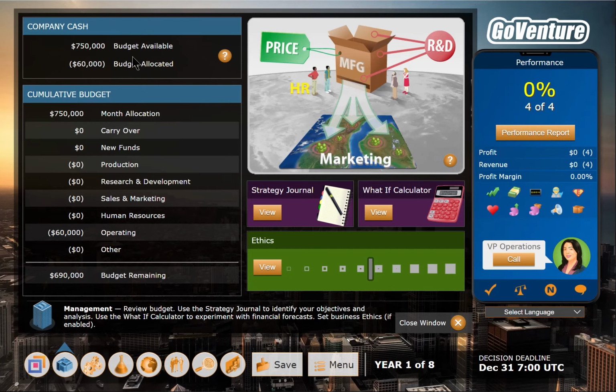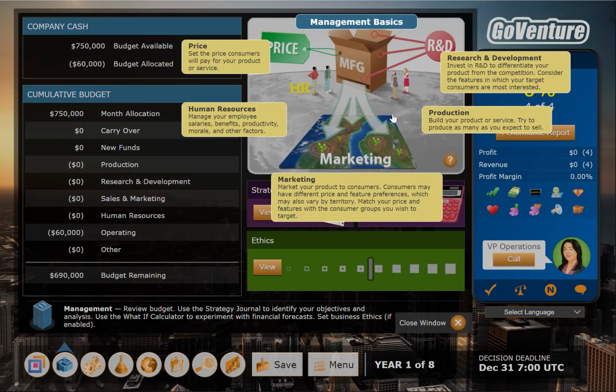Here on the management screen, we can see what our budget is. So budget is the amount of money we have available to invest in our business. And I can see in this case, my budget is $750,000, and that's for the current period, which is year one, $750,000 in year one. And then I can start allocating budget to different areas of my business. For example, I can click on this and it gives me some ideas where I can allocate my budget.